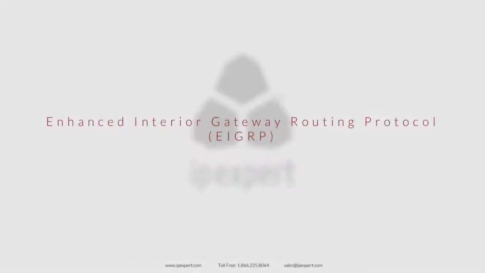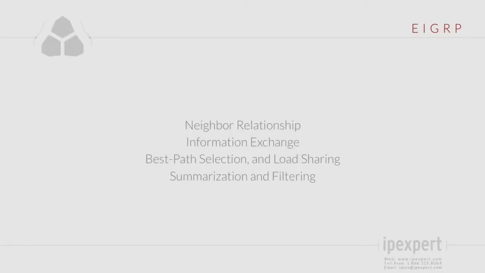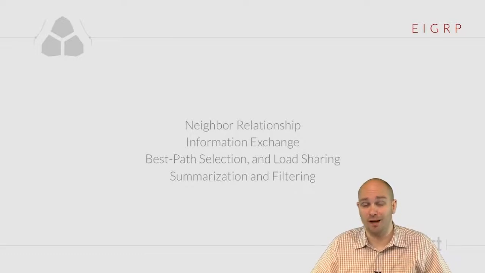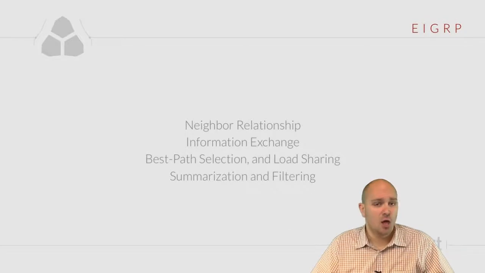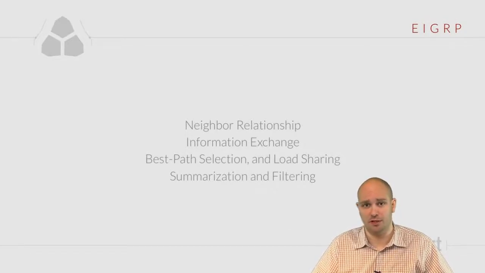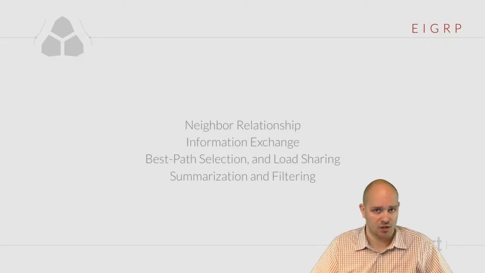A very commonly used routing protocol in Cisco-based networks is Enhanced Interior Gateway Routing Protocol, or EIGRP. We are going to talk about how EIGRP forms and maintains neighbor relationships. We are going to talk about how these neighbors exchange the information, how they exchange the routes. We are going to talk about the best path selection and load sharing supported by EIGRP. And finally, we are going to address the summarization and filtering in EIGRP.